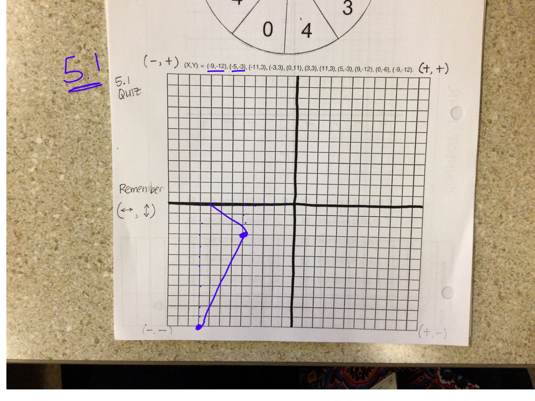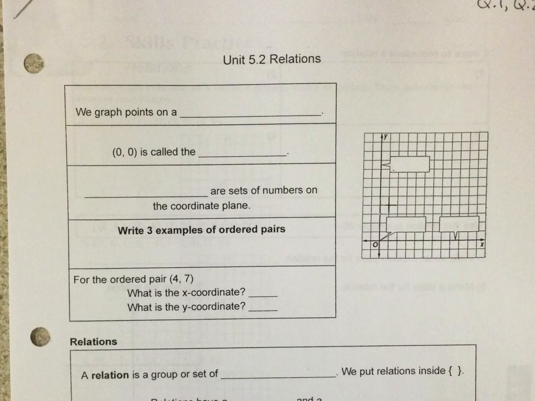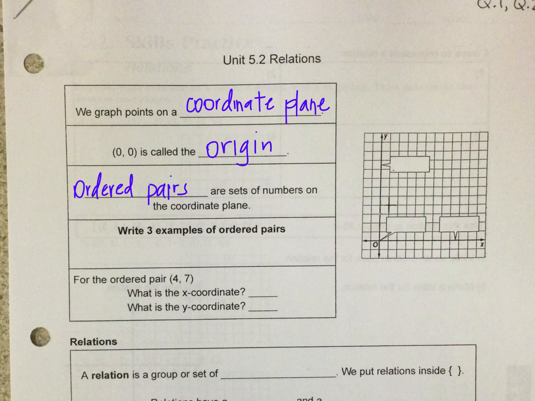When you're done with that, I need you to get out your 5-2 packet. This top section of 5-2 is just a review. We graph points on the coordinate plane. 0, 0 is called the origin. Ordered pairs are sets of numbers on the coordinate plane. And then 3 examples of ordered pairs.